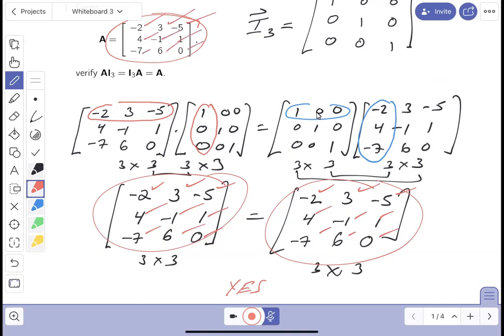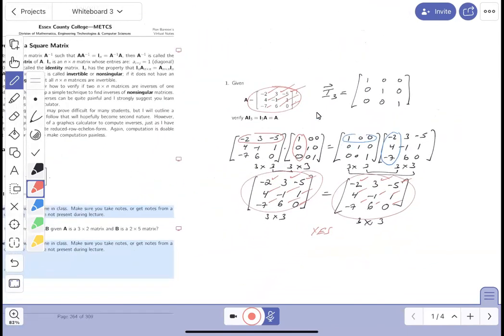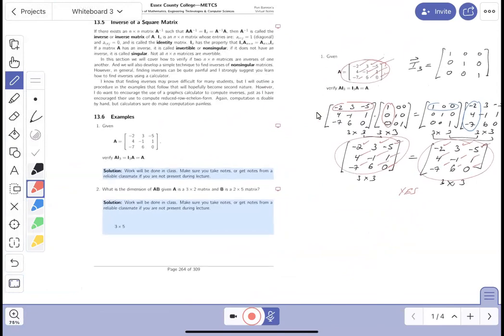So what have you learned about these identity matrices? That if you multiply A by its identity, and A is a square matrix, it's commutative. All right, you can do it A times I or I times A. No, the outcome's not going to be different. All right, so that was number 1. Now we're going to go to number 2.